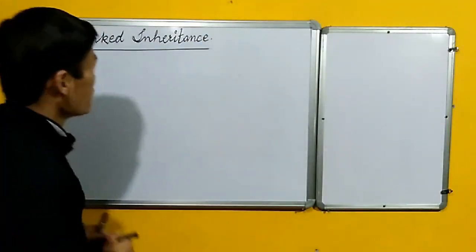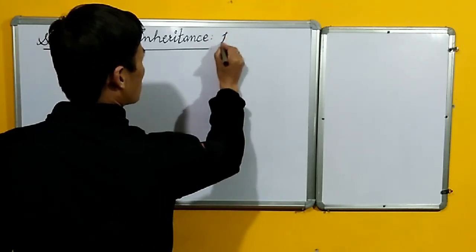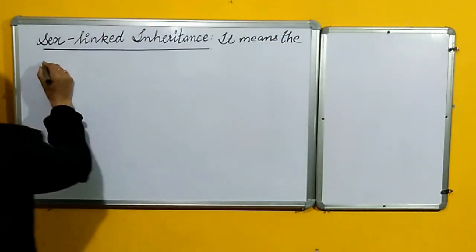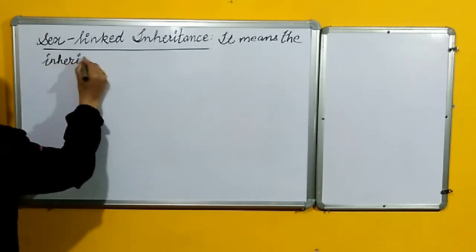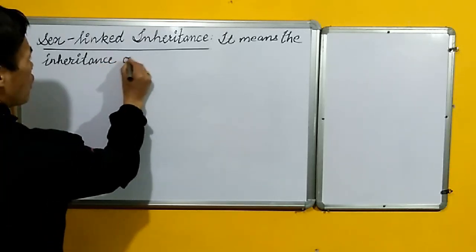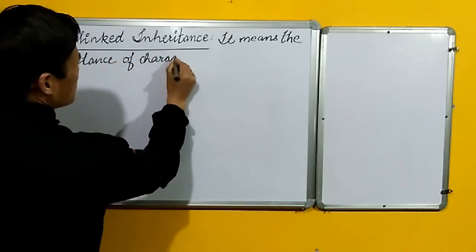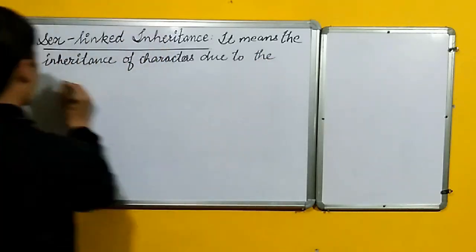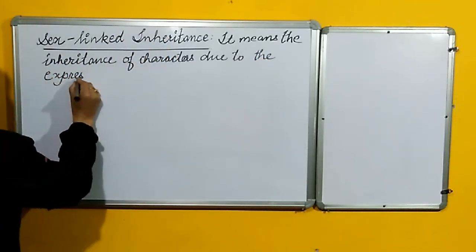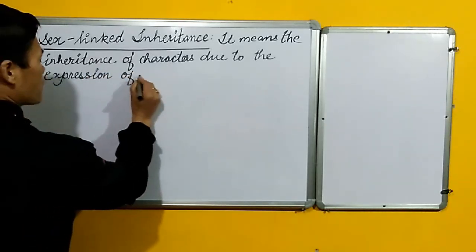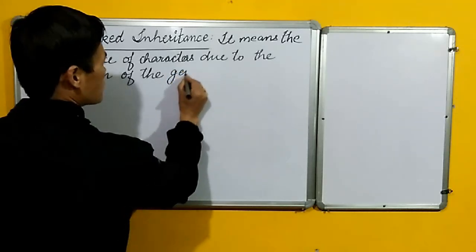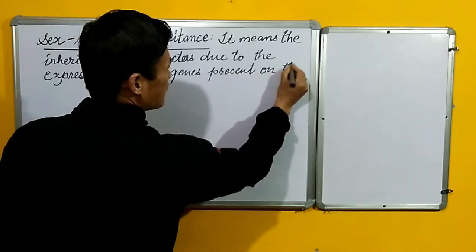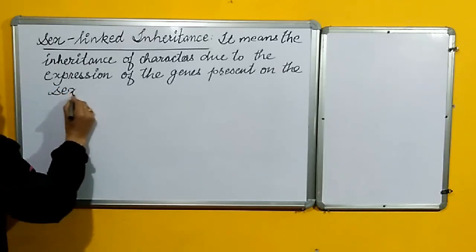By definition, sex-linked inheritance means the inheritance of characters due to the expression of the genes present on the sex chromosome.